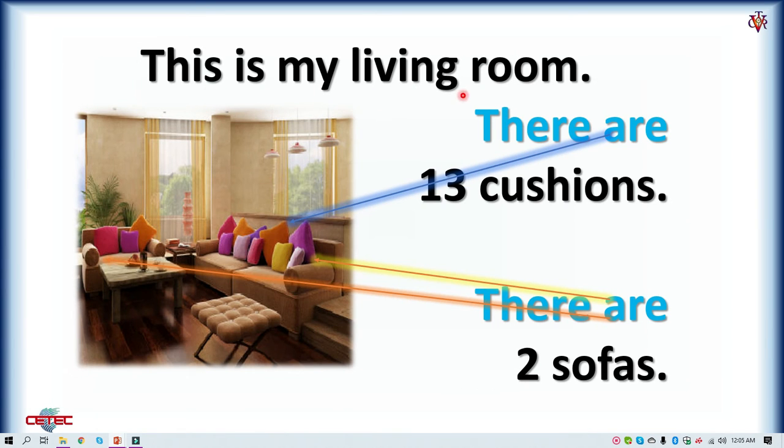This is my living room. There are, that means plural, 13 cushions. 1, 2, 3, 4, 5, 6, 7, 8, 9, 10, 11, 12, 13. So on that occasion we have to count them if we want to. If not, you can say there are some cushions. There are 2 sofas. That will be easy to count. There are 2 sofas.